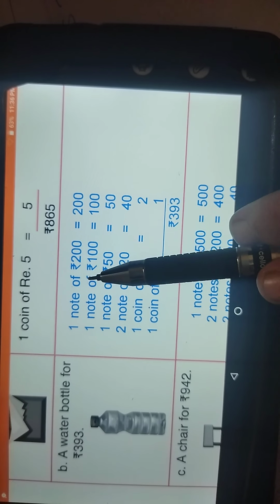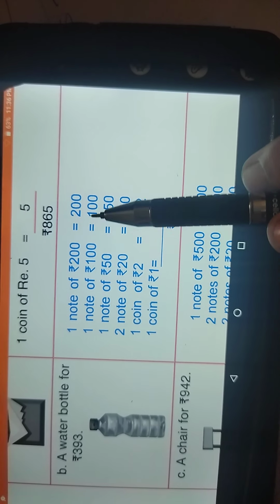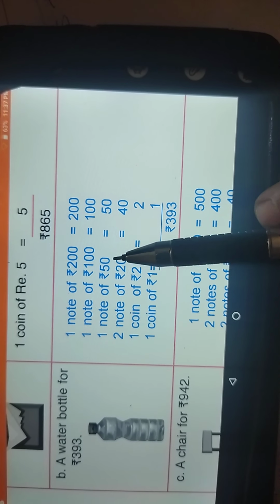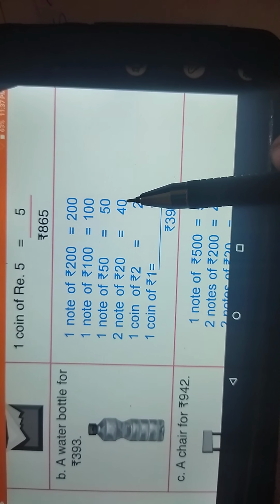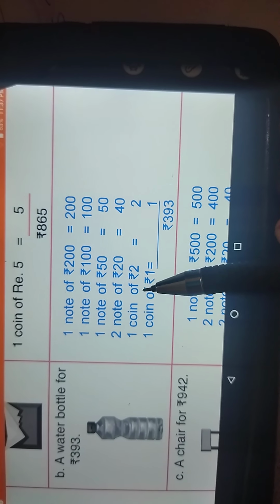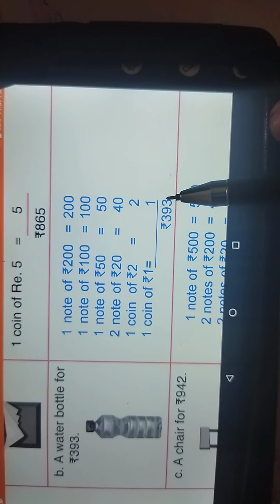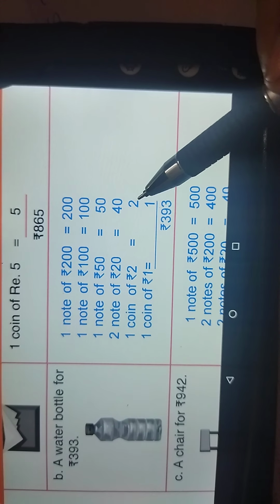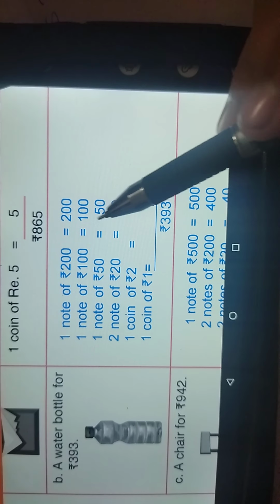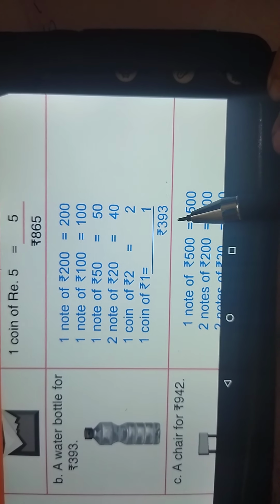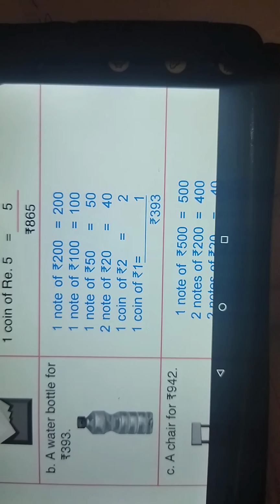So 1 note of rupees 200, answer is 200. 1 note of rupees 100, answer is 100. 1 note of rupees 15, answer is 15. 2 notes of rupees 20, answer is 14. 1 note of rupees 2, answer is 2. 1 coin of rupees 1, answer is 1. So in that, answer is 2 plus 1, 3 is there. 5 plus 4, 9 is there. 2 plus 1, 3 is there. So answer is 393.